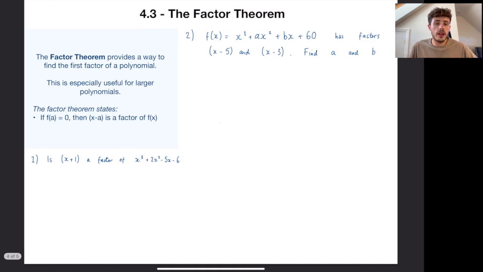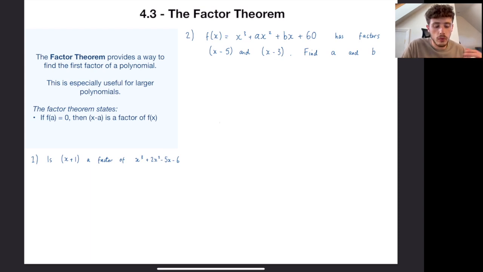Moving on to 4.3, as I said before, the factor theorem. This is very, very simple. It is something completely new to A-Level. You would not have seen this at GCSE. And as I hinted at previously, it provides a way to find the first factor of that polynomial.